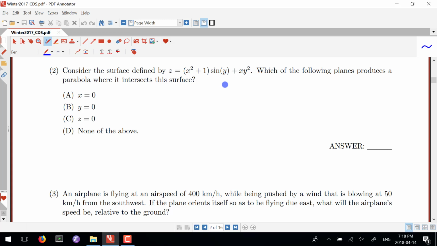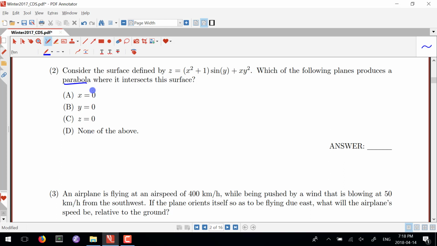In this video, we're going to review some of the exam problems from the 2017 exam. We're going to start with question number 2 in the multiple choice. We're asked to consider a surface defined by z equals x squared plus 1 sine y plus xy squared. And the question is, which of the following planes produces a parabola? Key thing, parabola here, when it intersects this surface.